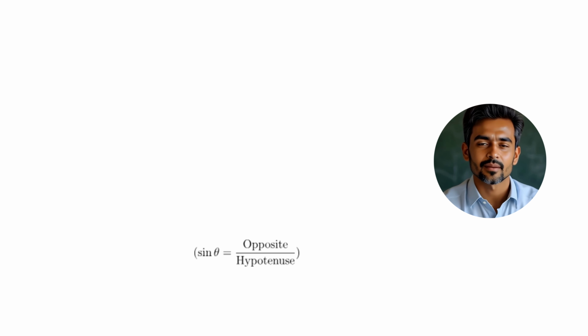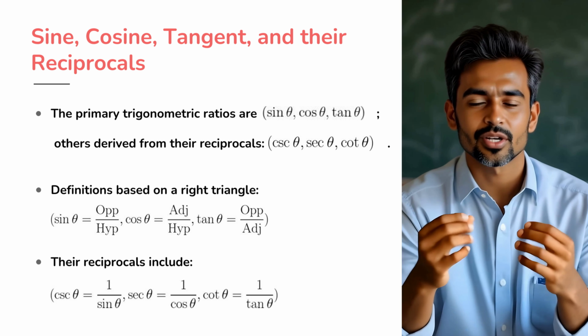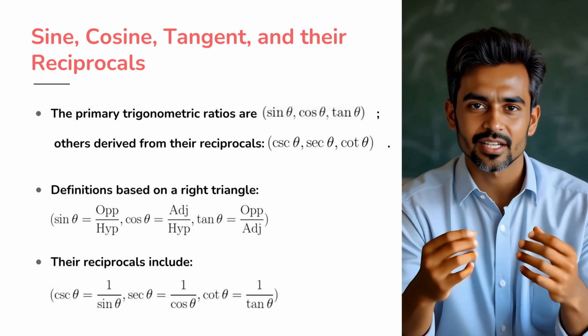Here's the cool part. No matter how big or small you make your triangle, as long as the angle theta stays the same, these ratios remain constant. So, these trigonometric ratios depend solely on the angle theta, not on the triangle's actual size. Shabash, that's a powerful idea. Now you're ready to meet the 6 trigonometric ratios that rule this mathematical world.